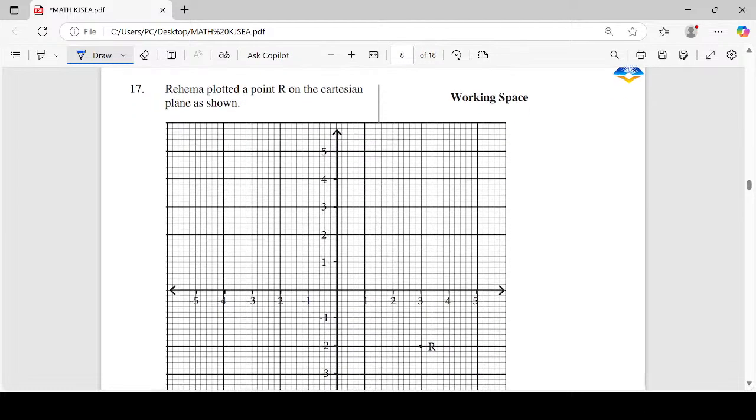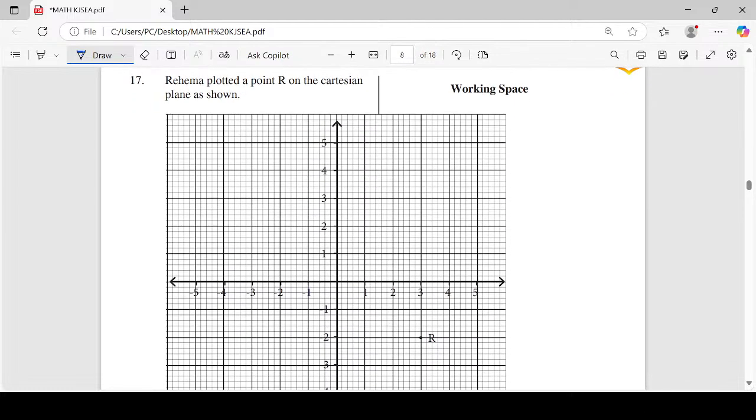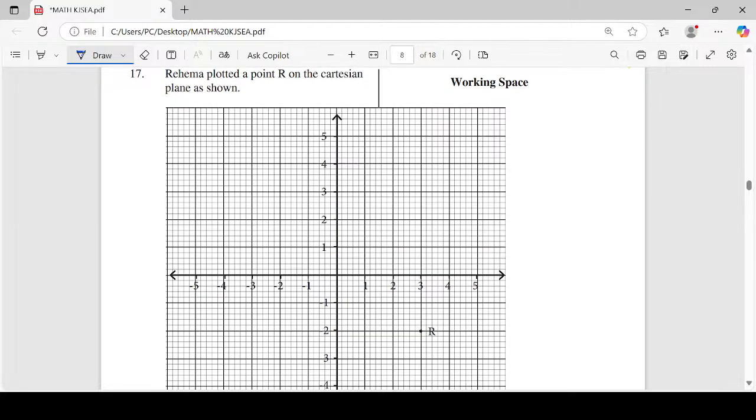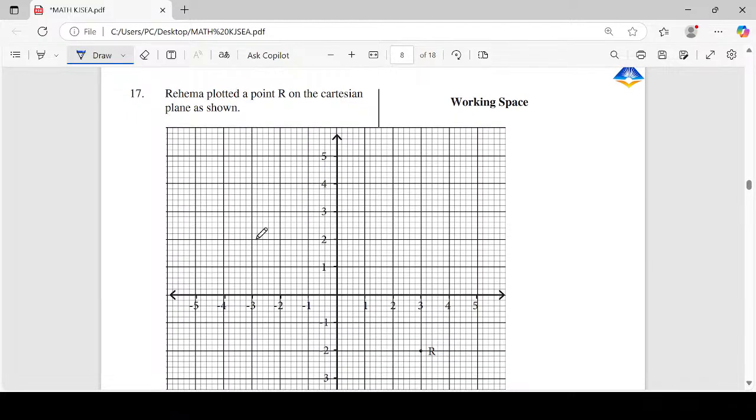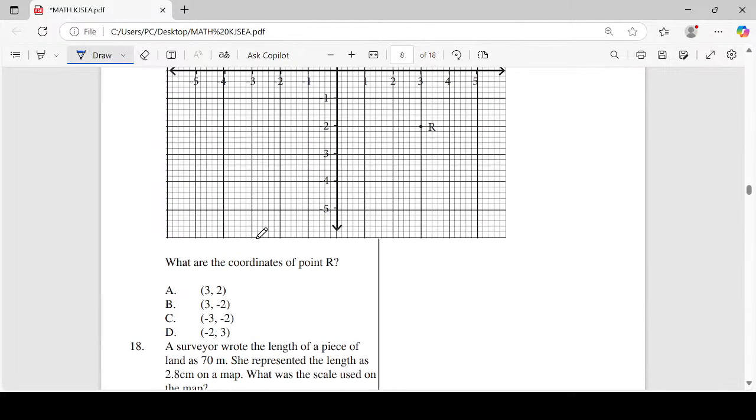Question 17. Rehema plotted a point R on a Cartesian plane. Then we are being asked, what are the coordinates of R? Learners, for you to state the coordinates of a point, we normally state the x value, comma, y value. That's how you state the coordinates of a point.